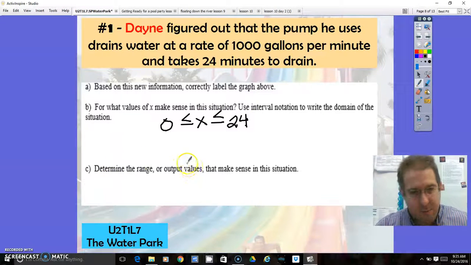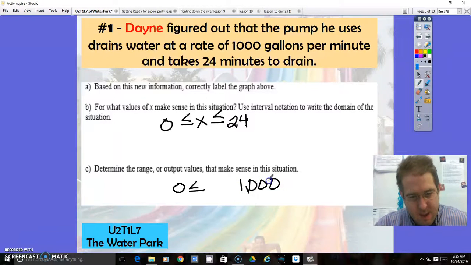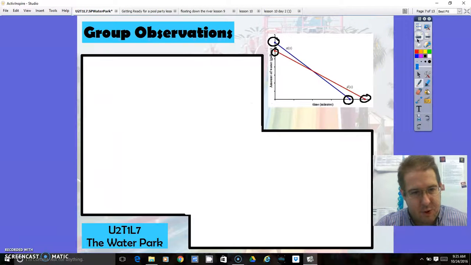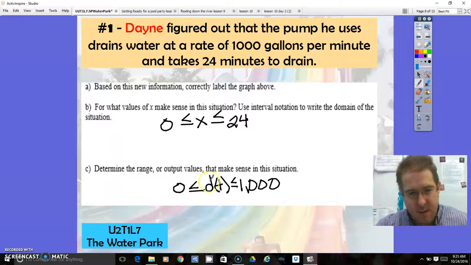Determine the range or output. Okay, well the highest it ever goes is 1,000. So the lowest it'll ever be is 0 and the highest it'll ever be is 1,000. And I believe that was D of T if I'm not mistaken. I can go back and double check myself. It was D of X. Okay. So yeah, I would change that to D of X.